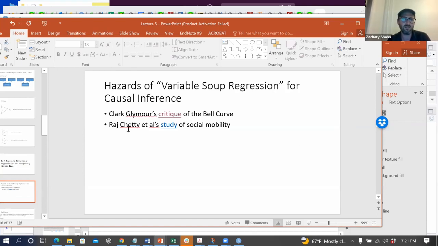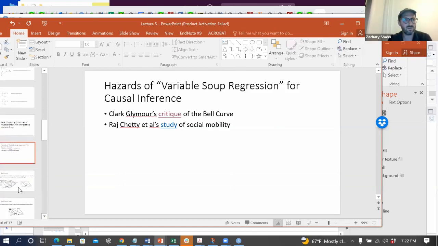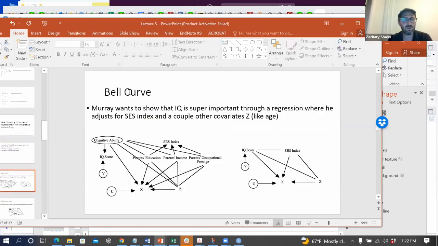The first is a critique by Clark Glymour, who was the pioneer of causal graphs and how to reason with them, of The Bell Curve, which is a notorious book trying to argue that IQ is behind everything. And the other study that we'll look at is a paper that got highlighted prominently recently in the New York Times, and basically every media outlet covered it, showing that economic connectedness is a big driver of social mobility. So first, the Bell Curve critiques.